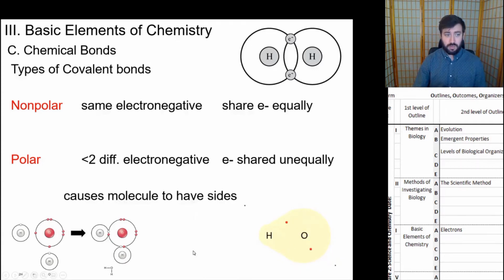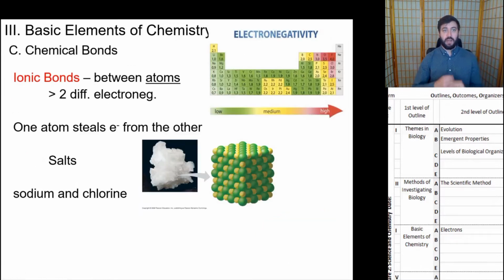So you can see from this diagram, because of this kind of unequal sharing, you can have molecules that have sides, where because oxygen is more electronegative, it's more likely to have those electrons around it. The oxygen side of the molecule tends to be more negative on average, right? Okay, that'll be important later. But first, let's talk about ionic bonds.